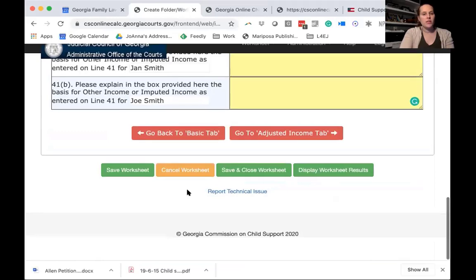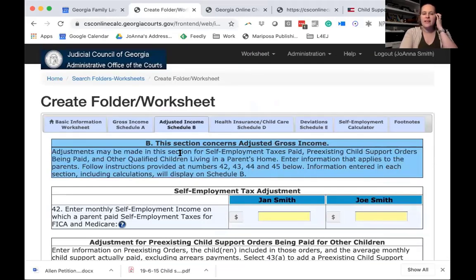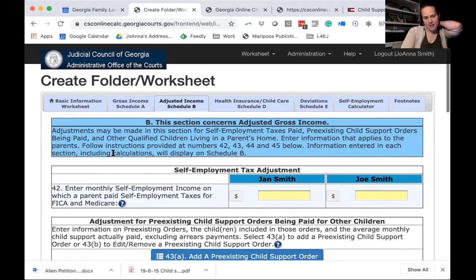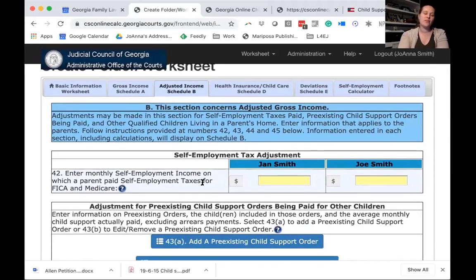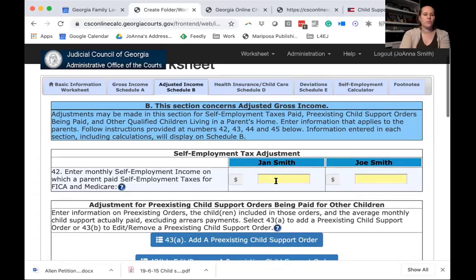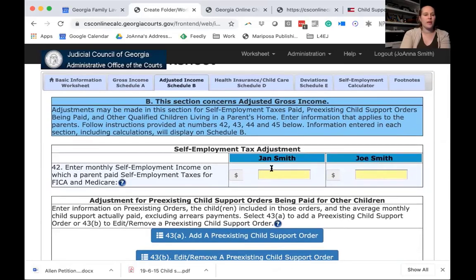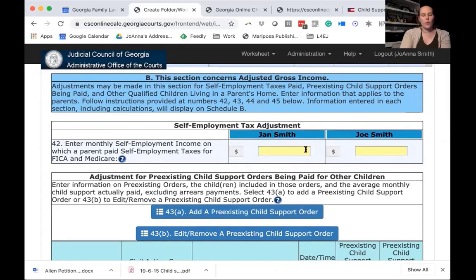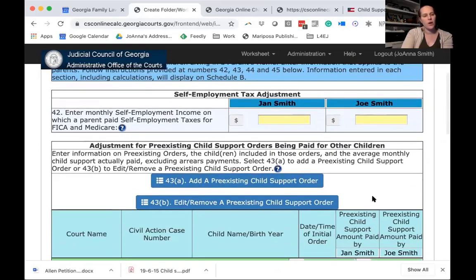Okay. So then you go to adjusted income. Here's where things get a little bit wishy-washy. If you do have self-employment income on the previous worksheet, this is where you're going to put that self-employment income, but only the amount that they're getting through self-employment. So for example, if I'm a W-2 employee during the day, but I also drive for Uber at night, I'm going to put the Uber amount in here, not the full amount of salary and wages.